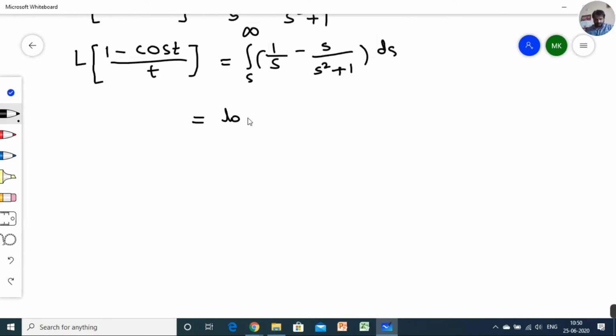Log of s minus 1 by 2 log of s square plus 1, limit as s goes to infinity. Hope everyone is clear about the concept I used, because again we have to separate and multiply and divide by 2 for this function. While applying the upper limit, this part is 0, and this part is also 0, so the upper limit is 0, and we have to apply the lower limit.